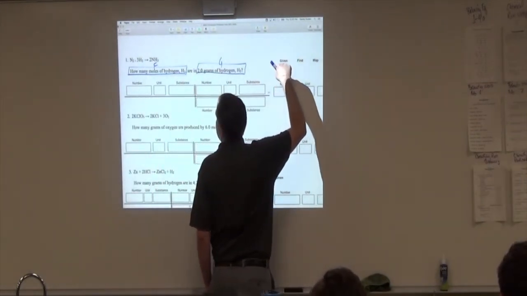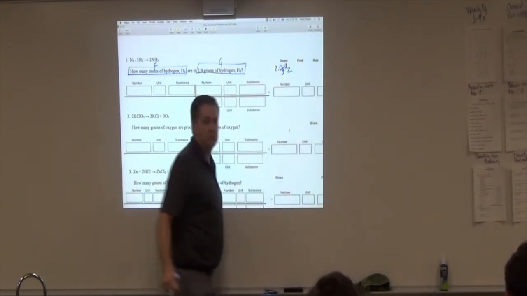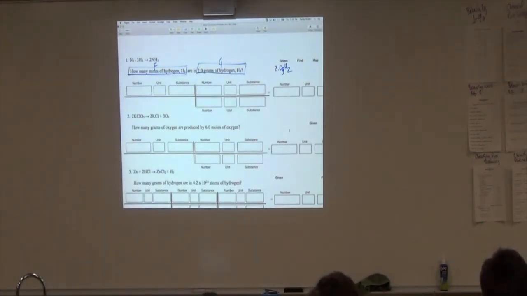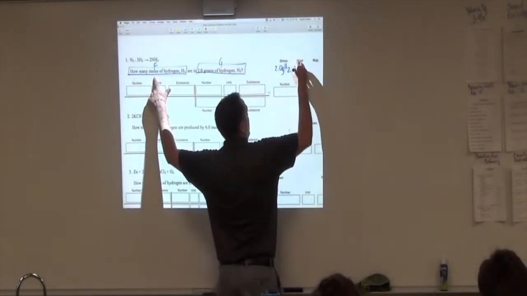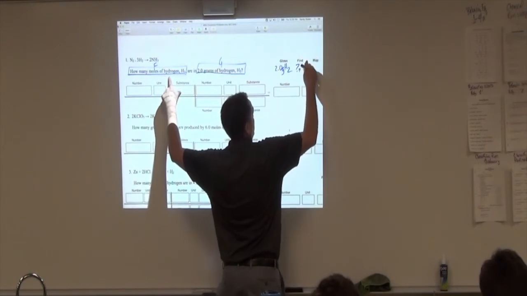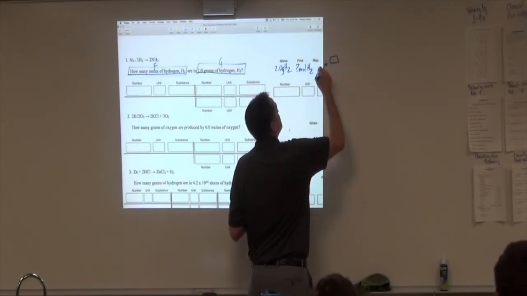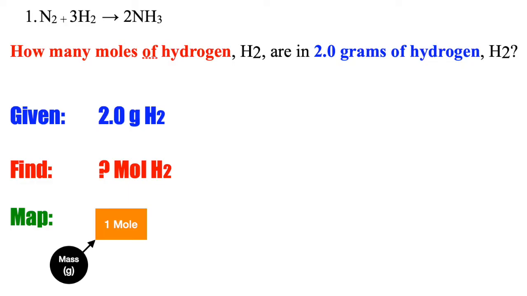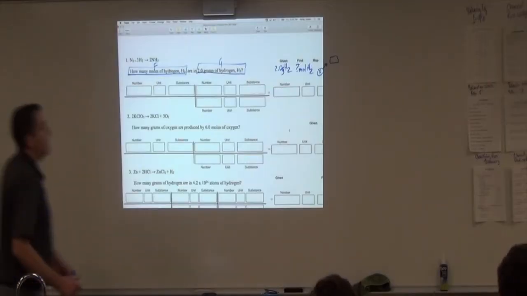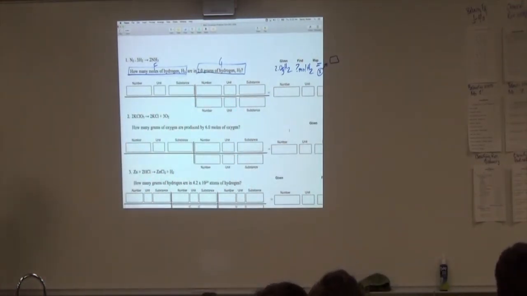Our given then will be 2.0 grams of H2. Our find will be moles of H2. And our map, we're starting at grams and we're going one step to moles. That's our map. One step process. That one step is right over here, lower left to the middle. There's two conversion factors. That's what I'm going to have to use on my one step. One of those.